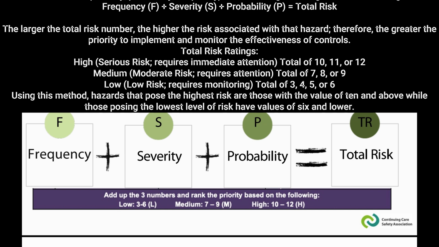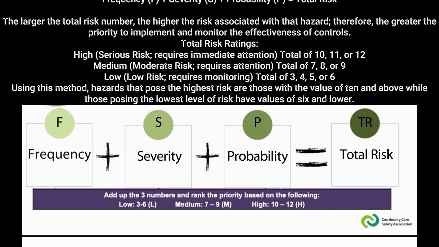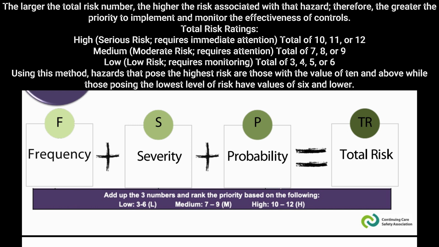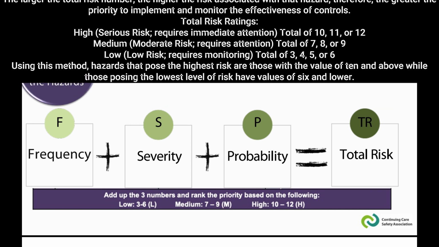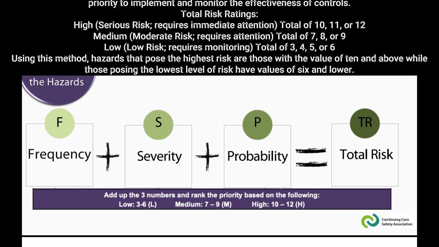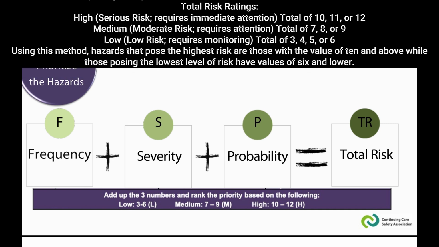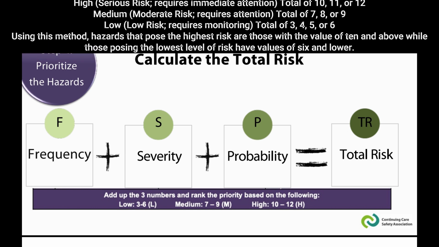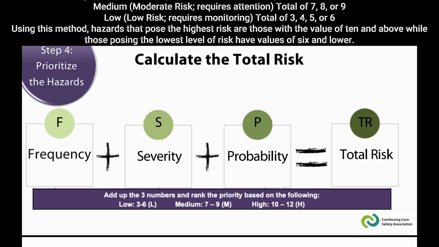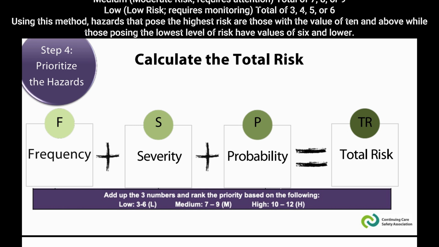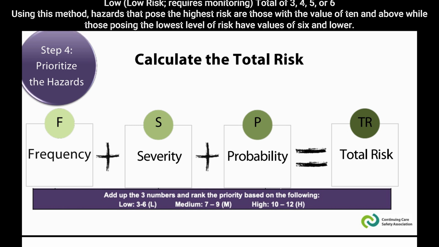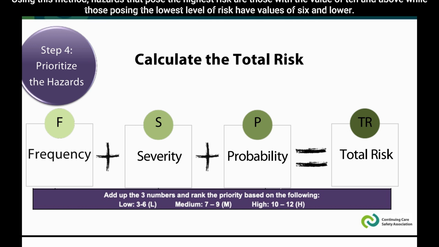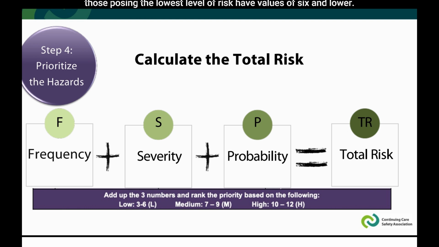Total risk ratings. High, serious risk, requires immediate attention, total of 10, 11, or 12. Medium, moderate risk, requires attention, total of 7, 8, or 9. Low, low risk, requires monitoring, total of 3, 4, 5, or 6. Using this method, hazards that pose the highest risk are those with the value of 10 and above, while those posing the lowest level of risk have values of 6 and lower.